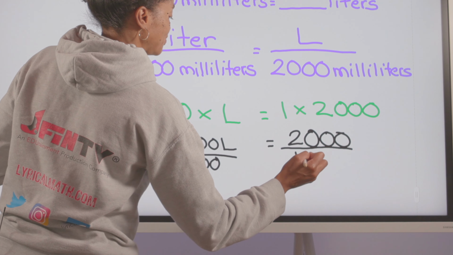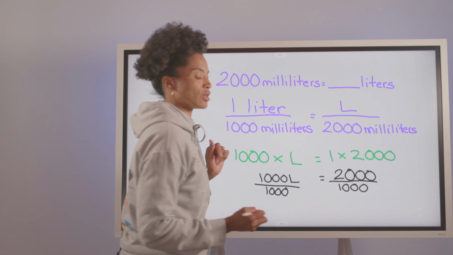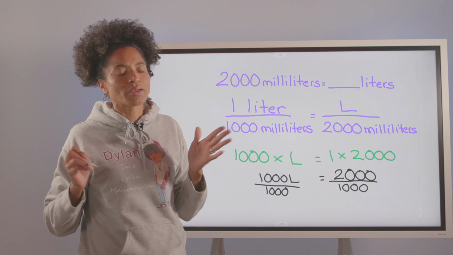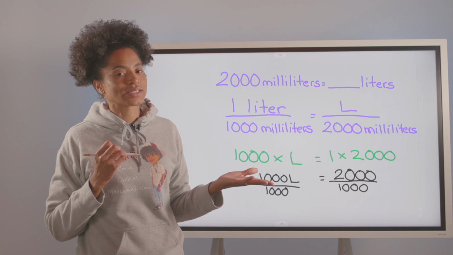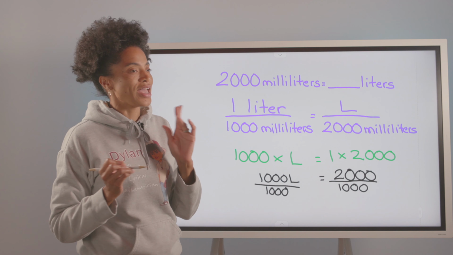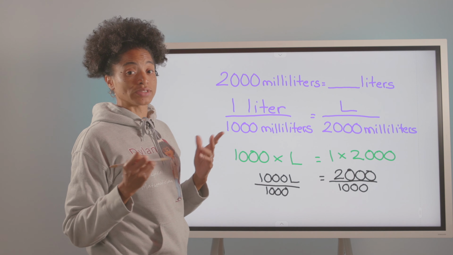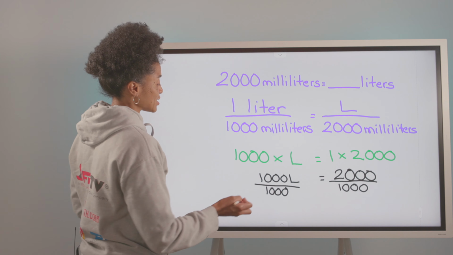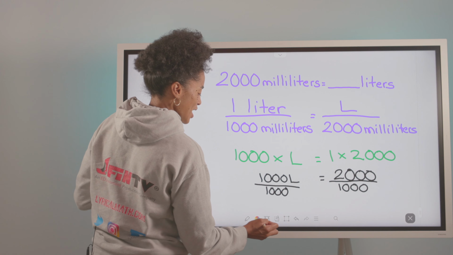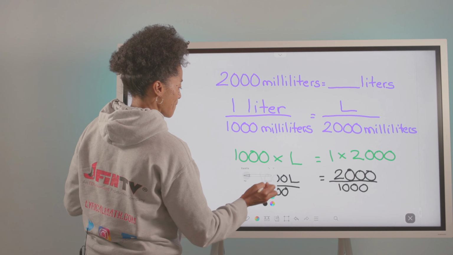L just wants to be alone just for a little bit. Maybe 1,000 will come back and hang out with him another time, but right now L just wants to chill and have some solo time.